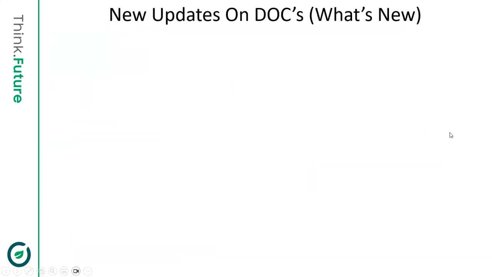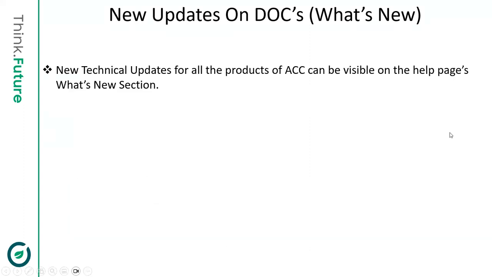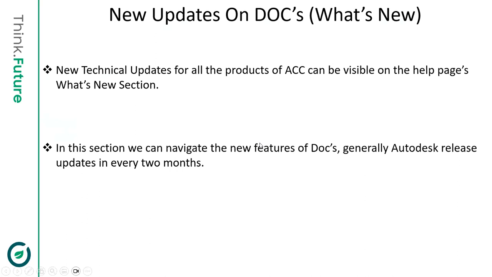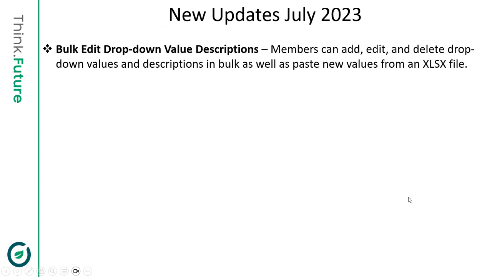New updates on Docs is today's topic, and new technical updates for all the products of ACC can be visible on the Help page section, where we can toggle to the What's New section. In this section, we can navigate the new features of Docs or any other products of ACC. Generally, Autodesk releases updates every 2 months of a calendar year. In July 2023, there are many updates. Apart from that, we have some updates to discuss.